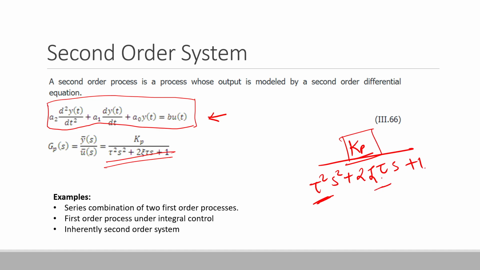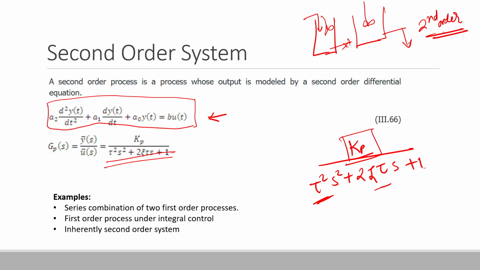Now what examples are available of this second order system? A second order system can arise if we have two first order systems in series. Let's say I have a surge tank, and if I connect both of these systems, let's put an agitator. Such a kind of system becomes a second order process. Individually this surge tank is a first order process, whereas this other tank is also first order. So a combination of two first order processes can become a second order process.